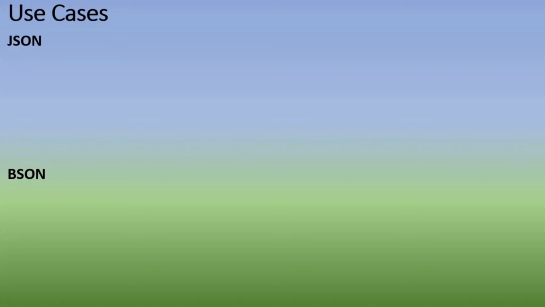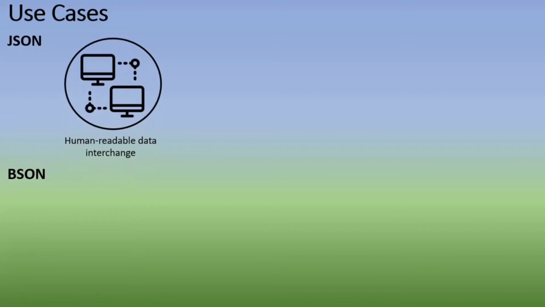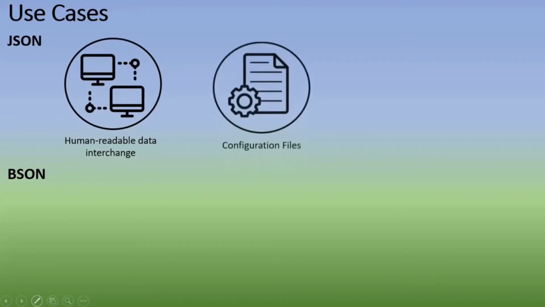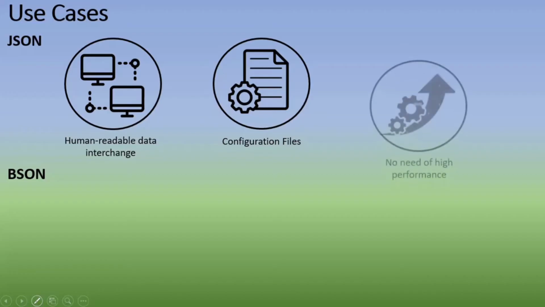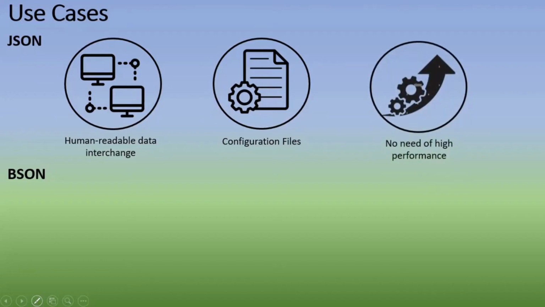So for JSON, it is primarily used for human-readable data interchange. It is commonly used for configuration files, web APIs, and data serialization in various programming languages. Moreover, JSON is well suited for data that does not require high performance or storage efficiency.